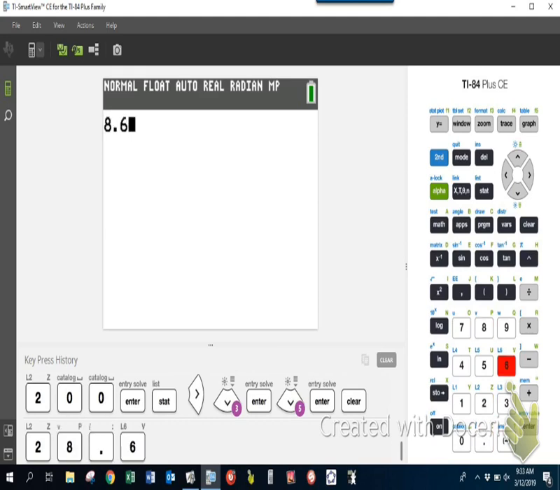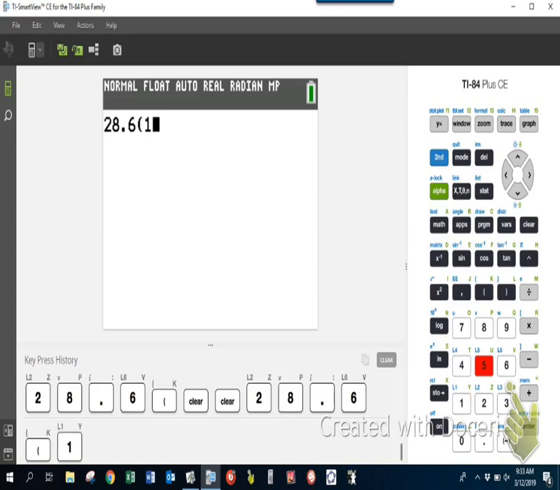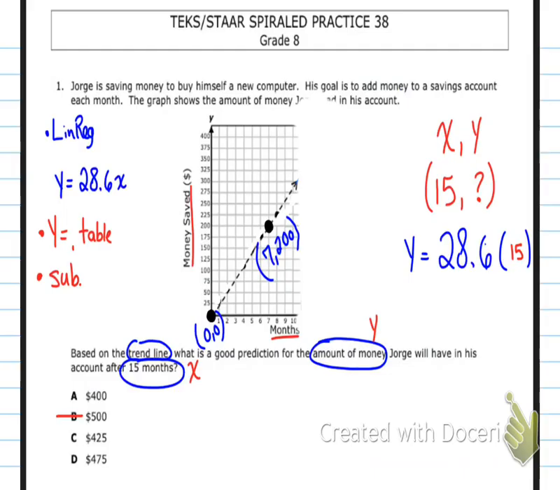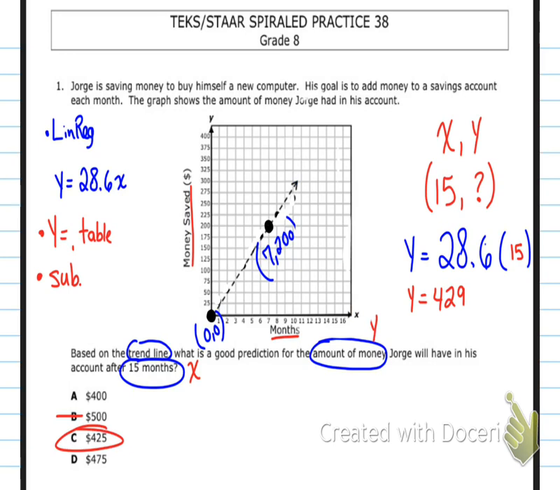So what's 28.6? And then, whoops, I didn't type in the 2. So what's 28.6? And then parentheses, not x, but my x value. And that should equal my y. So one of my answers is 429. That's using that method, which is pretty close to C, 425. So I would probably be safe enough to go with C. And then that would be it. So it looks like it would be pretty close to 429.